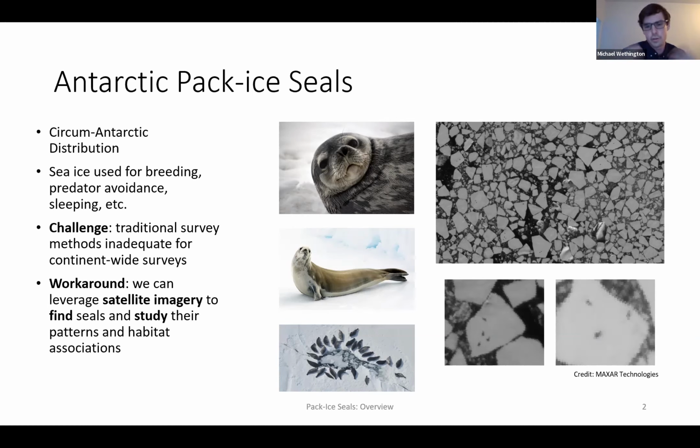we've been using satellite imagery more and more to find seals, study their patterns and habitat associations, et cetera. If you look at the panel on the right, you'll see, just as an example, a typical image of sea ice or pack ice. And then if we zoom in closely, we can actually see individual seals. So this is pretty cool. And this is the direction where at least this project is going.